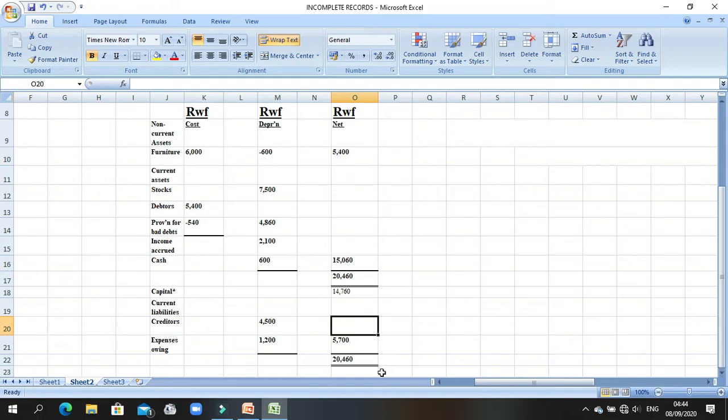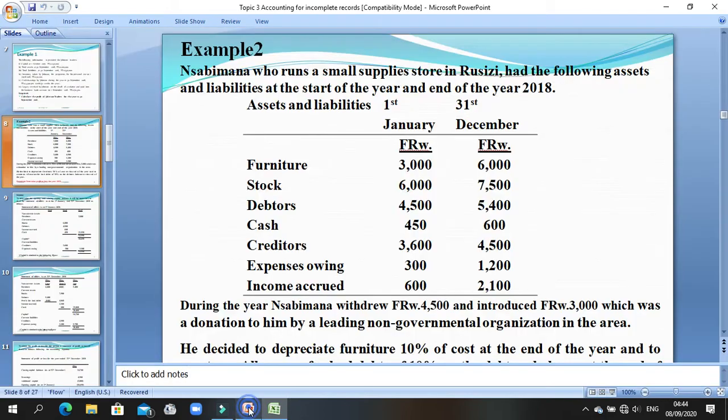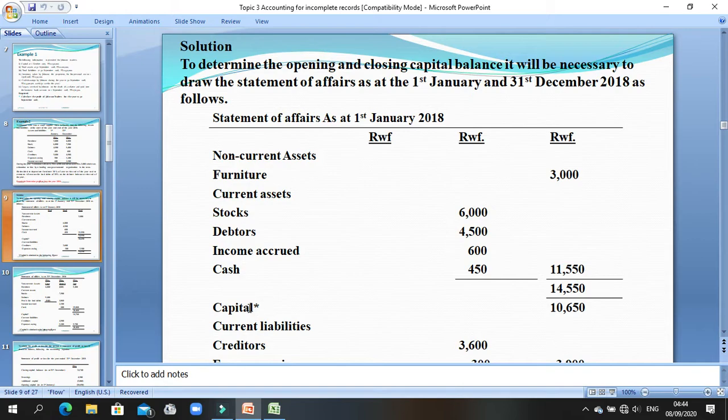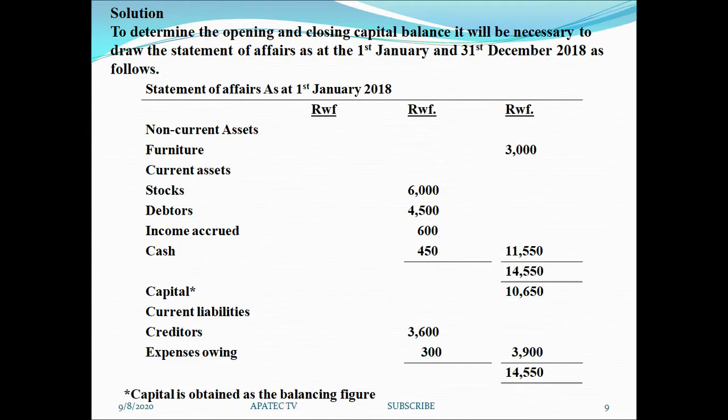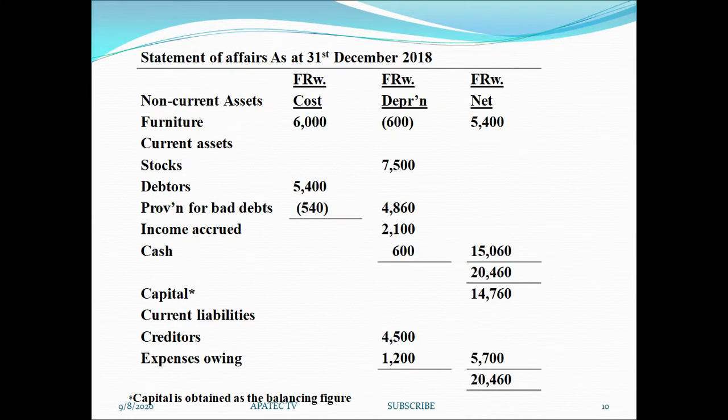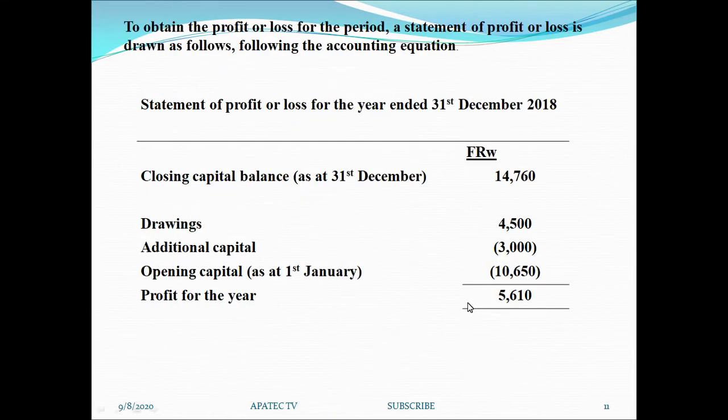My dear friends, remember this. This is a good topic everyone must know. So as you see here, in our solution the capital is obtained as a balancing figure, that is the opening capital, and also here the capital is obtained as a balancing figure. So to obtain the profit and loss for the period, the statement of profit and loss is drawn as follows, using the accounting equation.